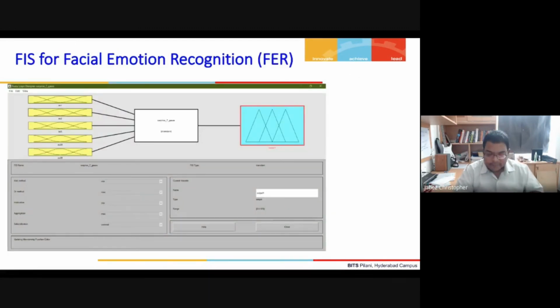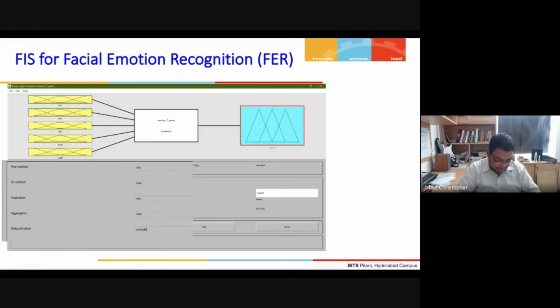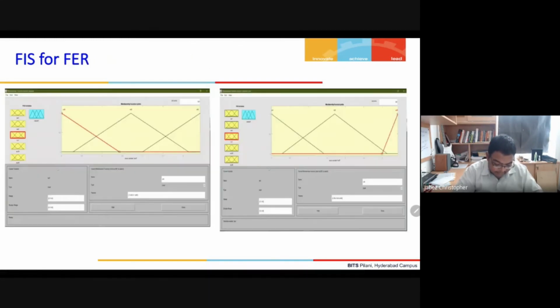Okay, so before we wind up, a small quick example. This is one of the experiments that your seniors did. Given a face emotion recognition system, you have several variables. Variables can be the length of the iris, the distance between the nose, the distance between the lips, or any of the variables. And these variables are specified as inputs, right? And these are the various parameters which you can set. And the method is going to be min or max, implication is going to be minimum, and aggregation is going to be the maximum of all the things, and defuzzification is going to be a centroid method. And for each and every variable, I use a different modeling.